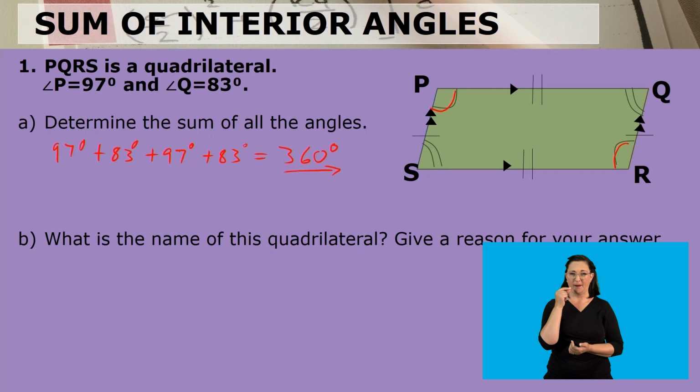Then what is the name of this quadrilateral? Look at it again and see it has parallel sides that are opposite. It doesn't have 90 degrees, and therefore it's a parallelogram.